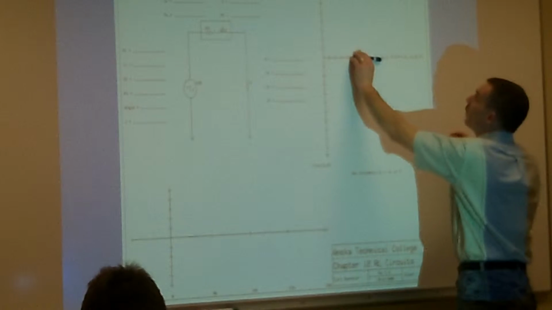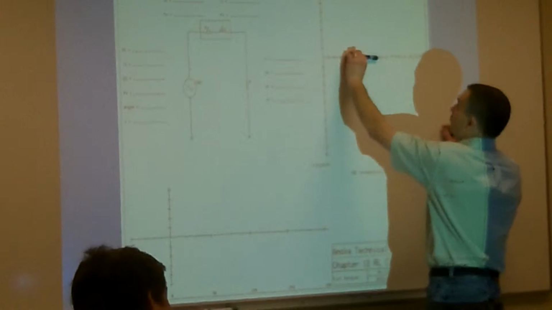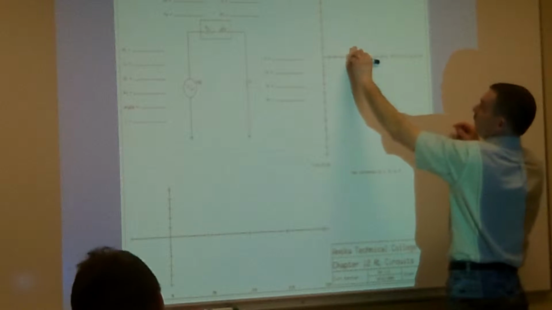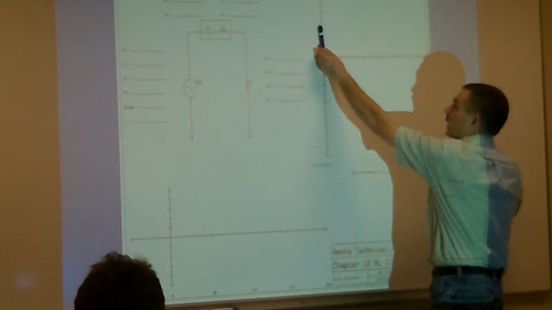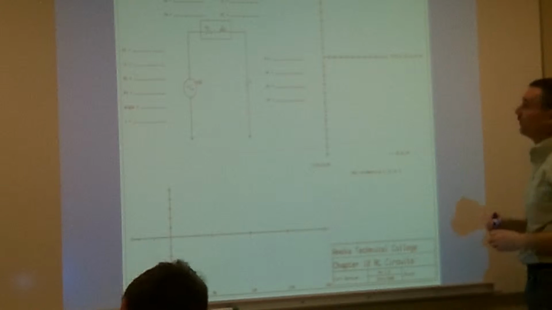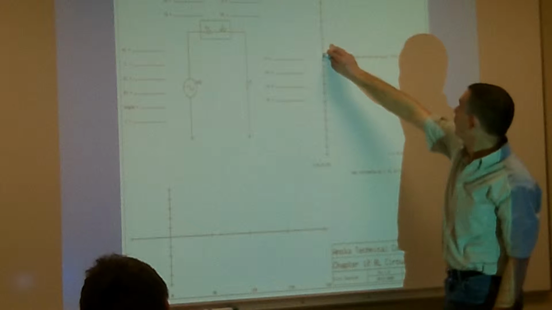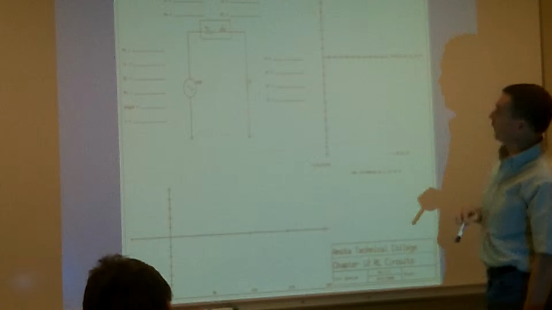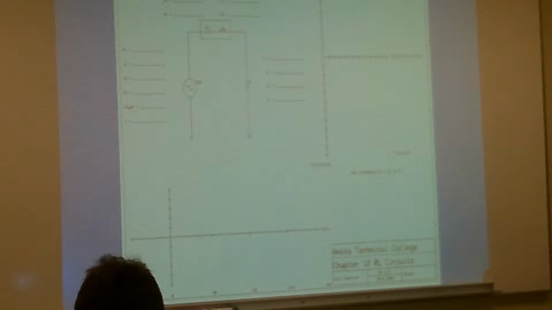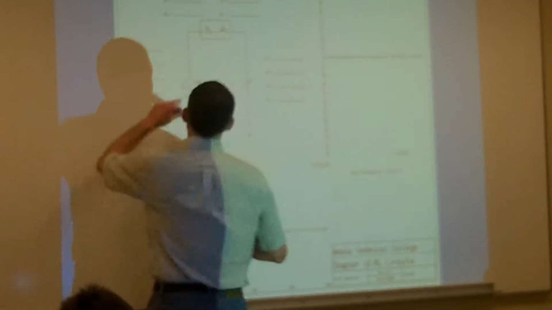VL is going to lead VR by 90 degrees. And VS is going to be somewhere in between there, depending on if we're more inductive or more resistive. If we're more resistive, we're going to be closer to 0 degrees. And if we're more inductive, we're going to be closer to positive 90 degrees. My voltage source will shift more towards the inductor. Okay. Otherwise, it's all basically the same.